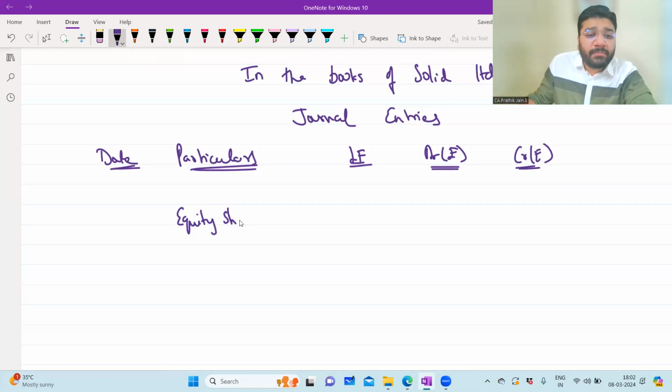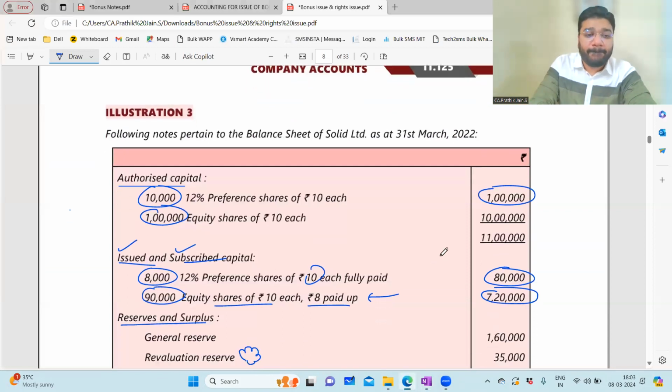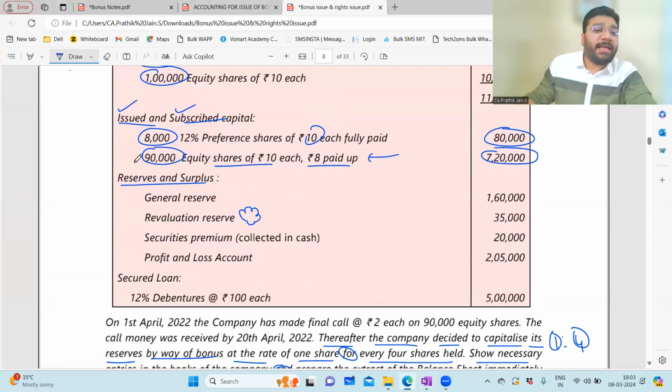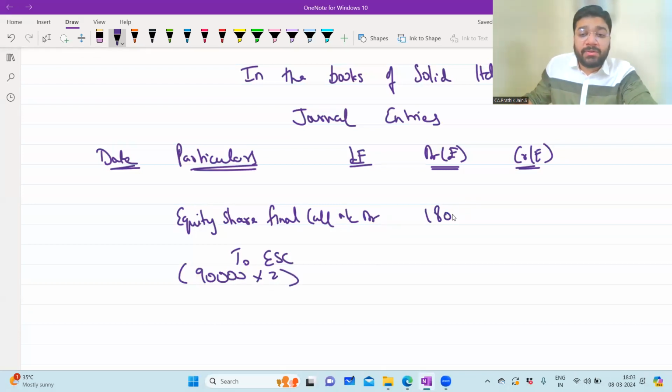Equity share final call account debit to equity share capital. Can you write ESCN in the exam? No. How many number of shares? Sir, 90,000 shares that we have already issued. No, from that 2 rupees we have to collect. So 90,000 into 2 is how much? 1,80,000 rupees.